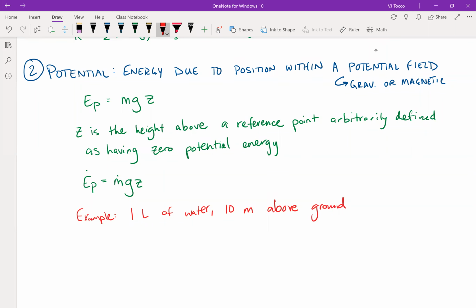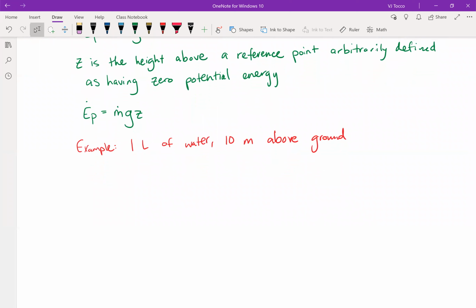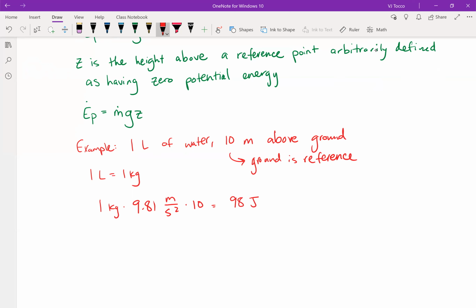Let's do another brief example problem. Let's say that we had 1 liter of water at a position of 10 meters above the ground. Once again, we have to convert liters to mass. So 1 liter is equal to 1 kilogram by the same set of conversions that I showed above. And m times g, so 1 kilogram times 9.81 meters per second squared times z, 10 meters above the ground. I need to say that ground is reference, times 10 is equal to 98 joules. Not that much energy at all.